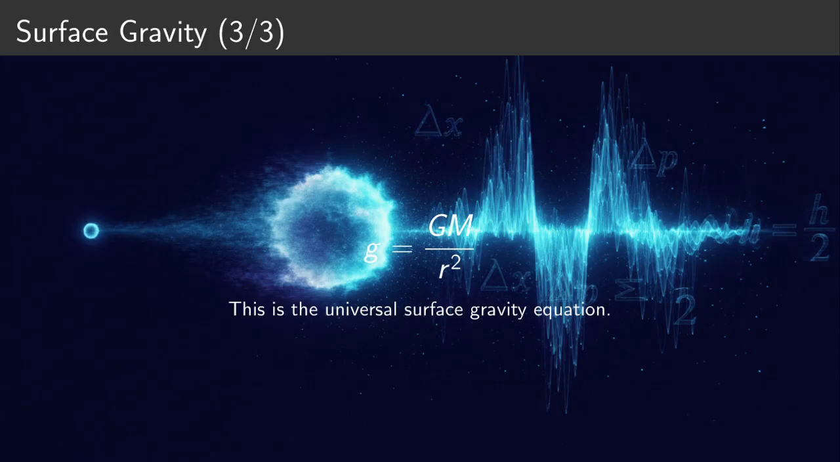Surface gravity. We arrive at the familiar expression for gravitational acceleration. g equals GM over r squared. This equation describes surface gravity for any massive body.